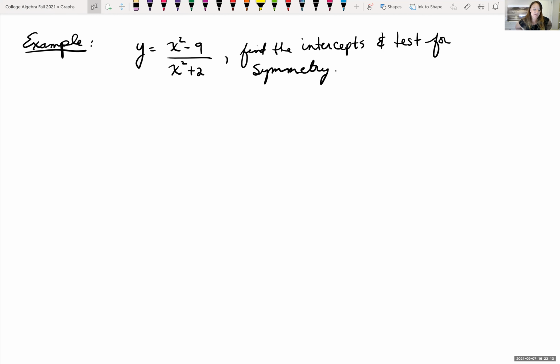So the next example, we have y is equal to, in the numerator, x squared minus 9, and that is all over the denominator, which is x squared plus 2. And it wants us to find the intercepts and test for symmetry. Okay, so let's do intercepts just first, because that's what's listed first. So if I'm looking for the x-intercept, we're going to let y equal 0 and solve for x.